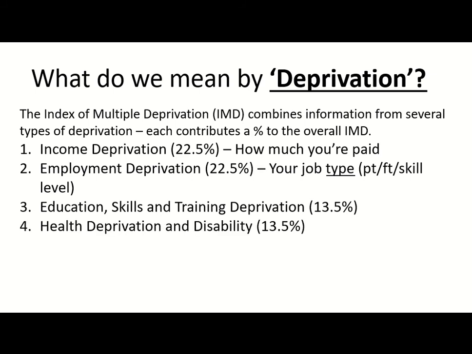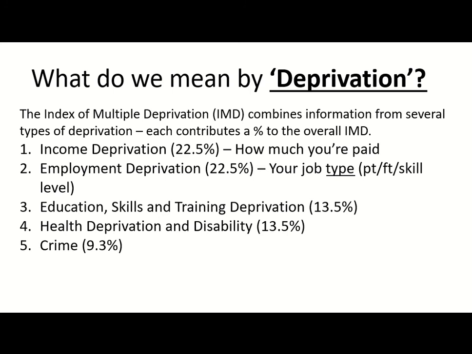The fourth aspect is your health, which we've already mentioned. So health deprivation and disability. Again, if you are in poor health or very poor health, you will have a high health deprivation score. So the worse your health, the higher your deprivation score.